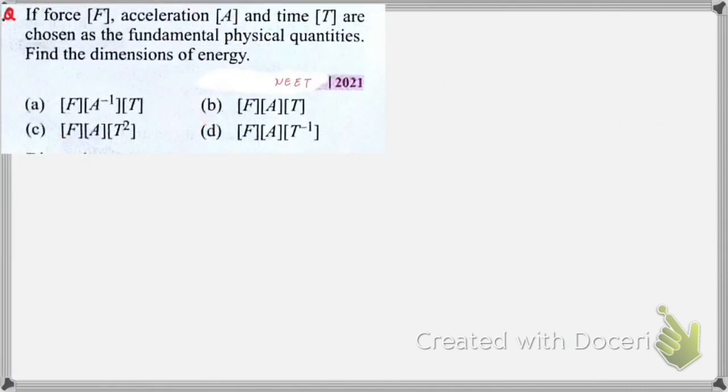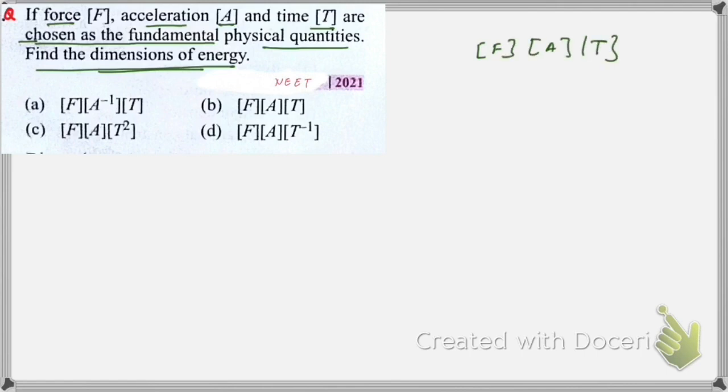Here is the next question: if force F, acceleration A, and time t are chosen as the fundamental physical quantities, then we need to find the dimension of energy. So in this case, force, acceleration and time are taken as fundamental quantities. Okay, so we have to express the dimension of energy.